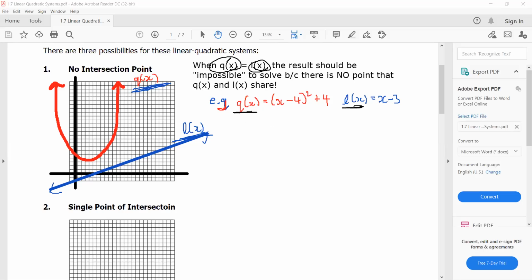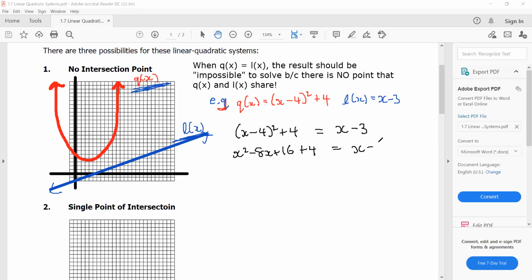And again, instead of writing q of x and L of x, because that's just symbols, I can write the entire equation and make that equal to L of x, written as the entire equation. And the rest is, I'm just going to simplify. So let me expand this: x minus 4 times x minus 4 plus the 4 equals x minus 3.